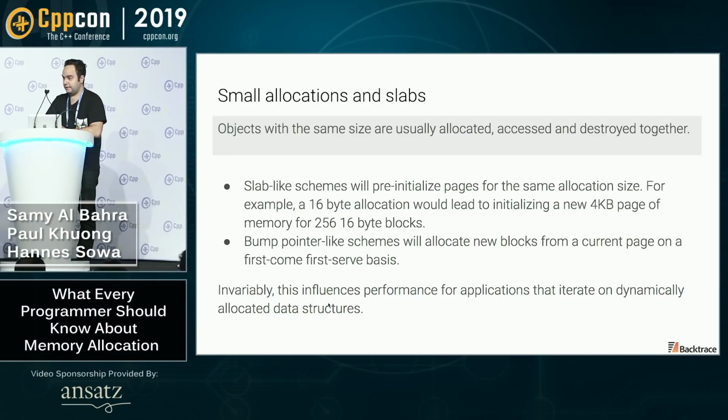One is a slab-like scheme, so tcmalloc and jemalloc work this way. The macOS allocator will have an optimization for tiny allocation sizes, which is similar. Essentially, it'll pre-initialize pages for the same allocation size. So let's say you have a new 16-byte allocation coming in. It would initialize a new 4 kilobyte page of memory for 256 16-byte blocks. In contrast, glibc will use something that's closer to a bump pointer scheme, so it'll allocate new blocks from the current page on a first come, first served basis. This can have drastic implications on the performance of your application, especially if it iterates on dynamically allocated data structures.